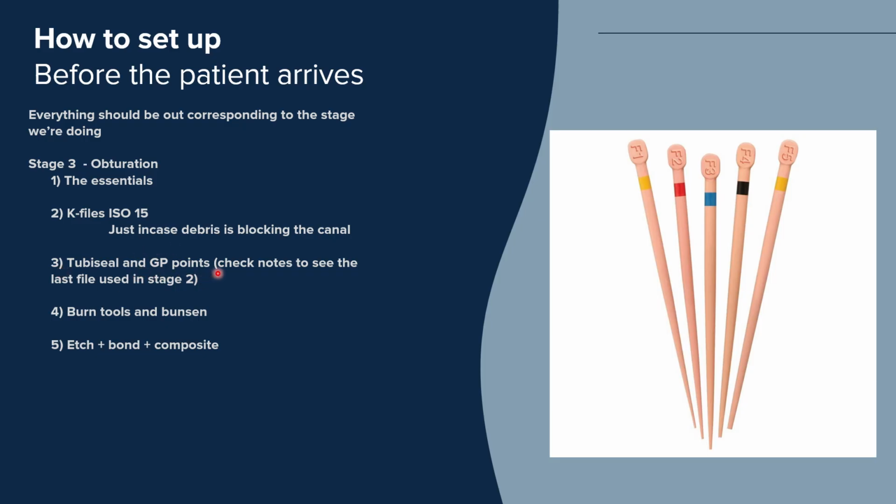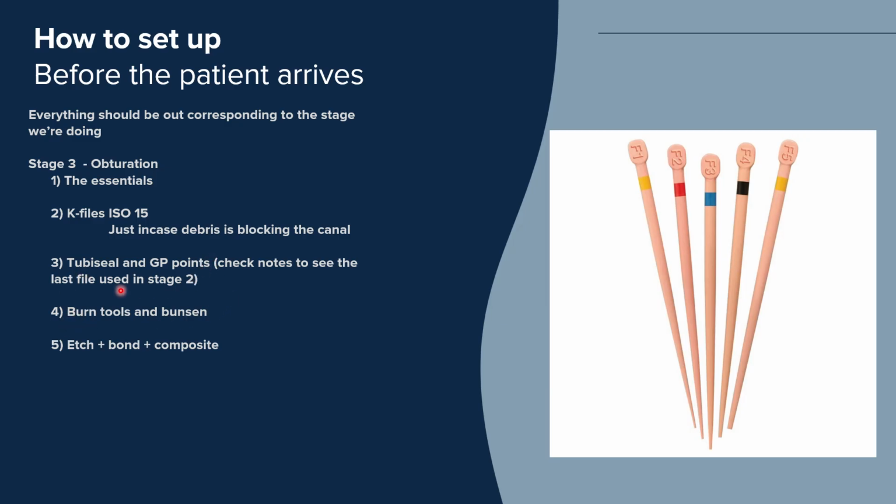And then you need your GP points. GP stands for gutta percha, and that's what these things are here. You can see they're labeled F1, 2, 3, 4, and 5. ProTaper Ultimate after F3 has FX and FXL. Again, familiarize yourself with your kit.